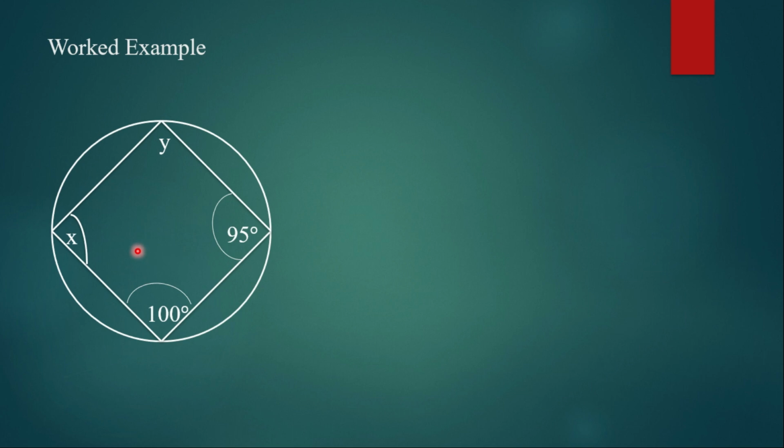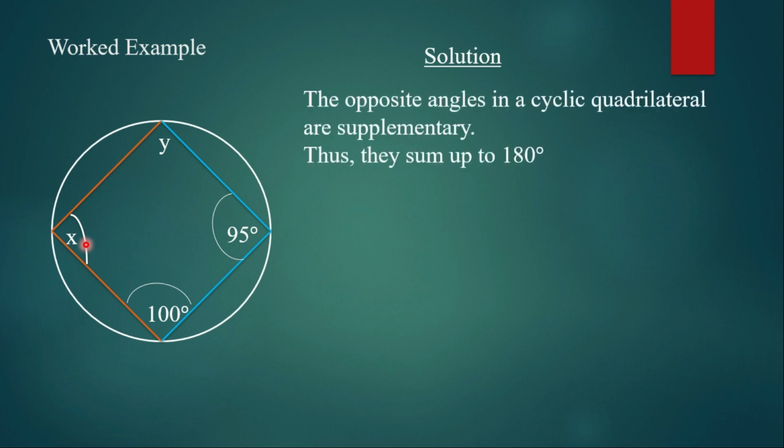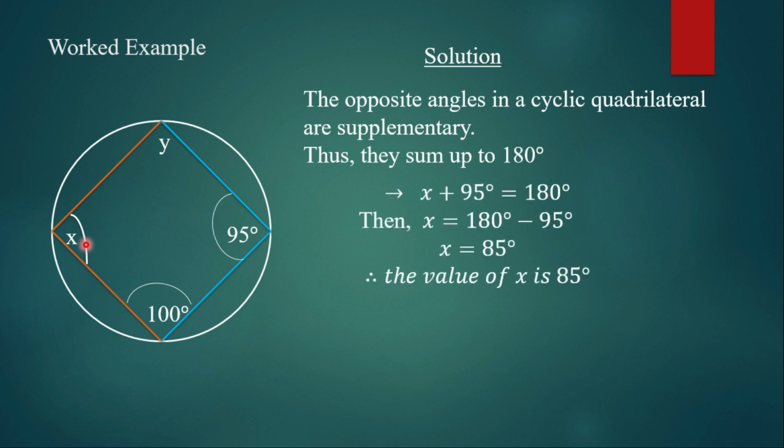Now we pick a worked example. Just pause the video and try going through it. We said that Y plus 100 should give me 180. So if 100 is given here, then Y definitely will be 80 degrees. If here is 95, we can easily find X to be 85 degrees. Now, angle X and 95 degrees here sum up to 180 degrees. That is, the opposite angles in the cyclic quadrilateral are supplementary. That is our justification. That is our reason.